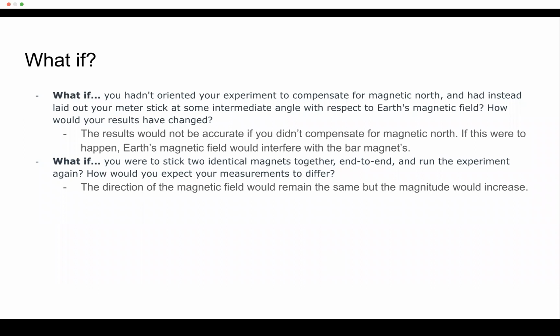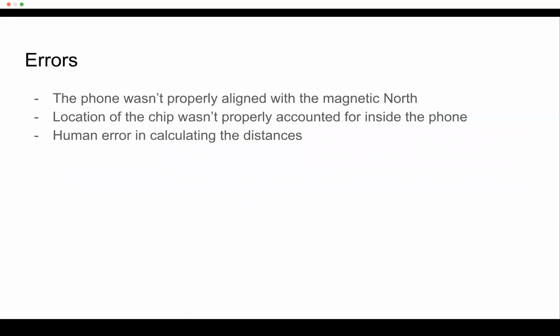What if you were to stick two identical magnets together end to end and run this experiment again? How do you expect your measurements to differ? The direction of the magnetic field would remain the same. However, the magnitude of the magnetic field would increase.